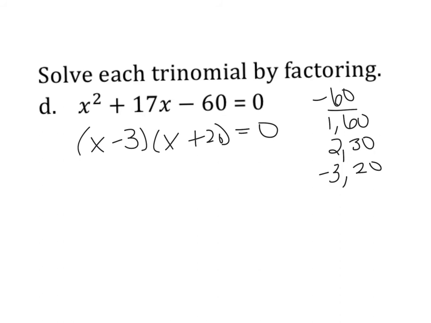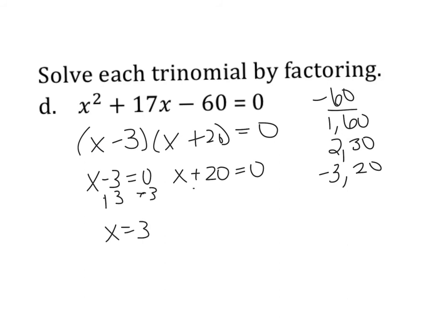And then just like at the beginning of this lesson, we're going to take each one of those factors and set it equal to 0. And then we're going to solve. So like here we would add 3 to both sides, so x equals 3. And here we would subtract 20, so x equals negative 20. And those are our solutions.